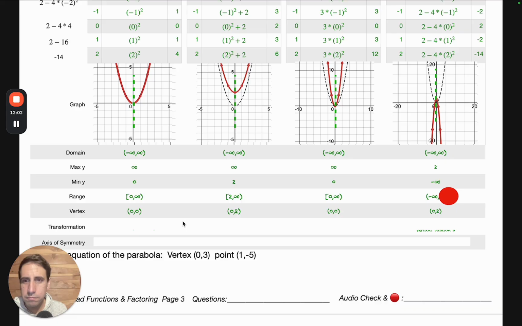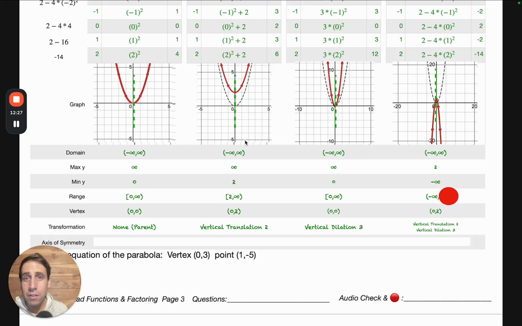Transformation. So here we're going to start talking a lot about transformations. And what is a transformation? Well, to understand what a transformation is, you have to understand what a parent function is. You might call this the parent function, and then these functions are based on the parent function, but they've been transformed somehow. So there's no transformation here, it's the parent function.